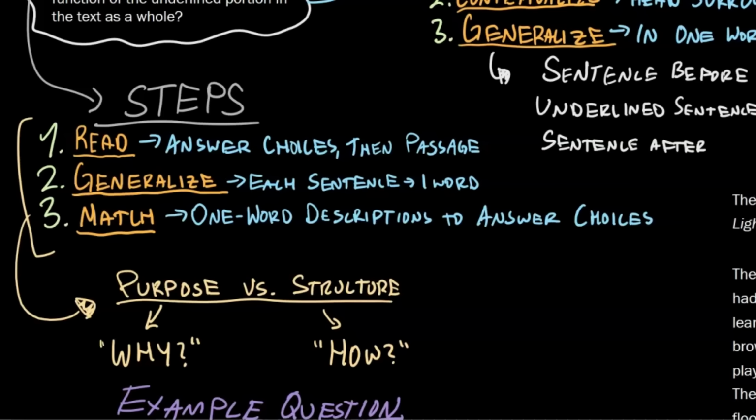Now we're also going to go over one little technicality here. If you have a question that asks for the purpose, that is the why. Why is the author writing this? What reason does the author have of giving this information to you? Why is this author including this sentence or that sentence? The structure is the how. How is the author working to convince you of something? How is the author telling their story?